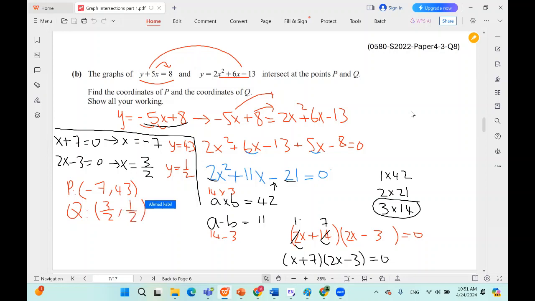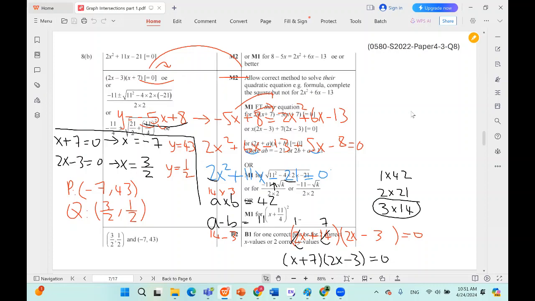Let's check these out together. So the final answers here are negative 7, 43, and 3 over 2 comma half. These are the correct final answers.